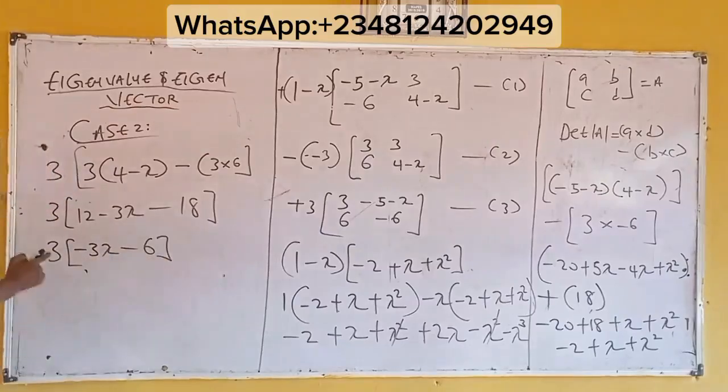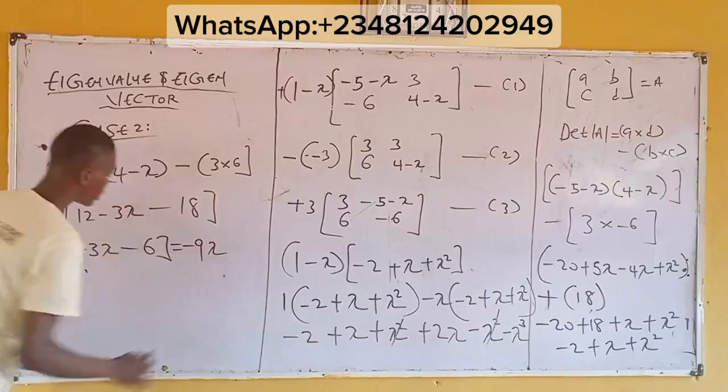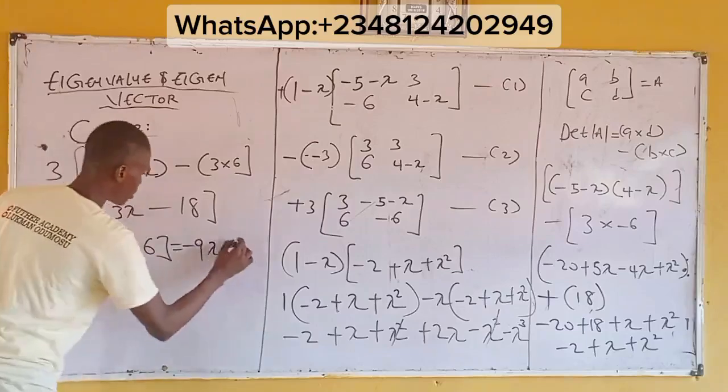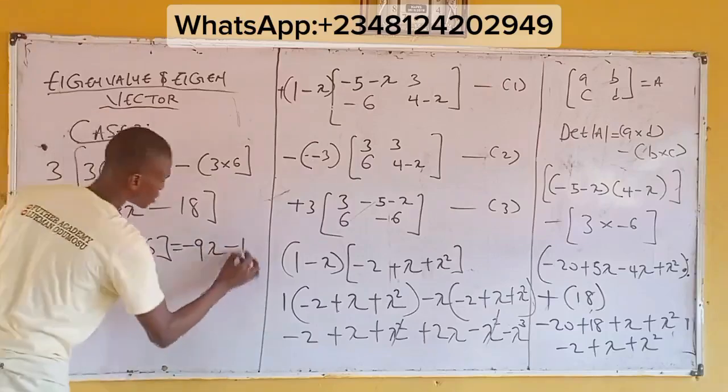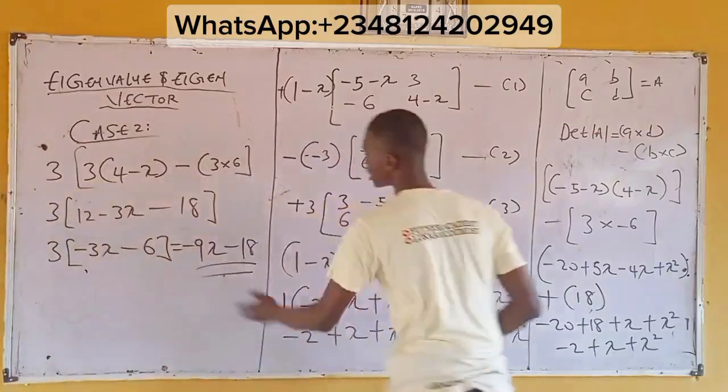Distribute this. 3 times negative 3 lambda, what do you have? Negative 9 lambda. Then minus what? Minus 18. Meaning that for case 2, this is what you got.